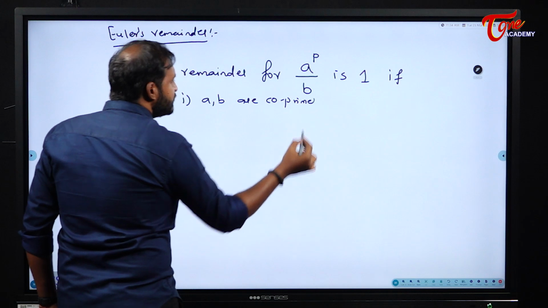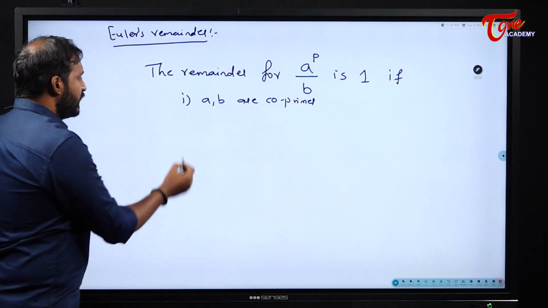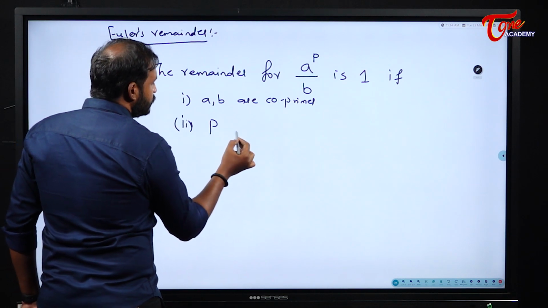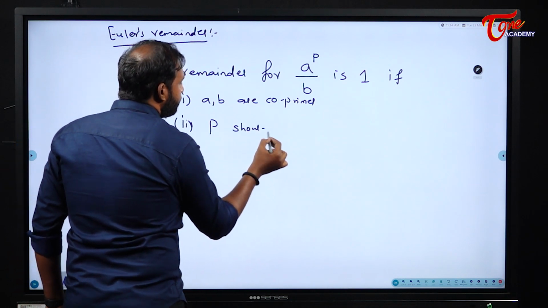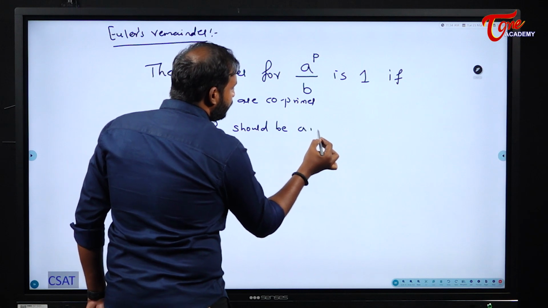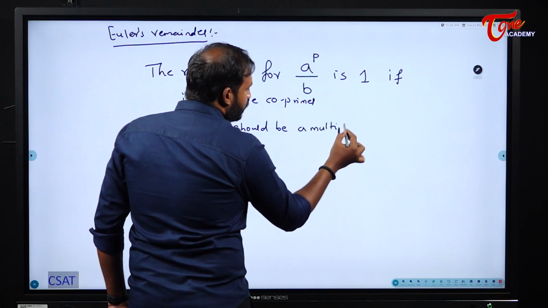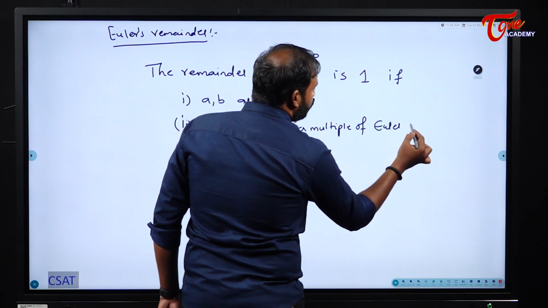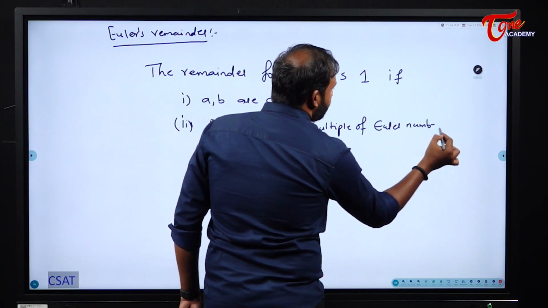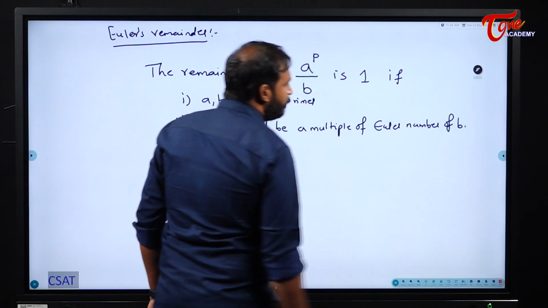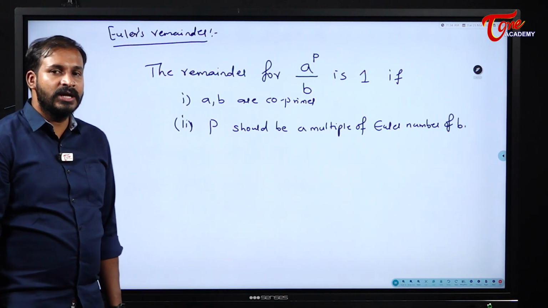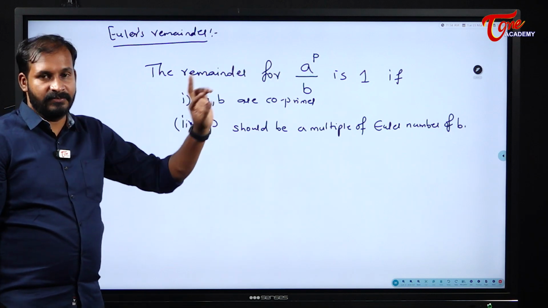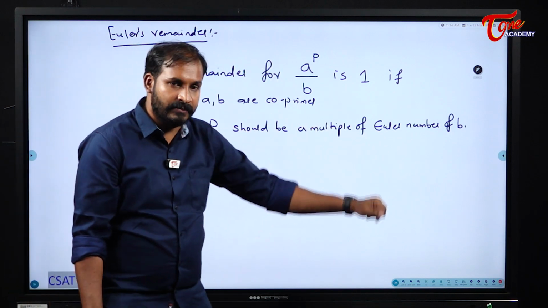The first condition is a and b should be co-primes, and the second condition is that p should be a multiple of the Euler number of b. The denominator is the Euler number. P should be a multiple, that means it should be in multiples of the Euler number of b.